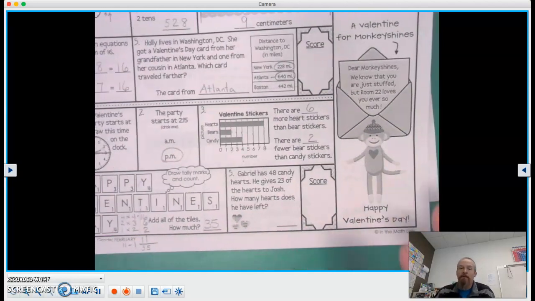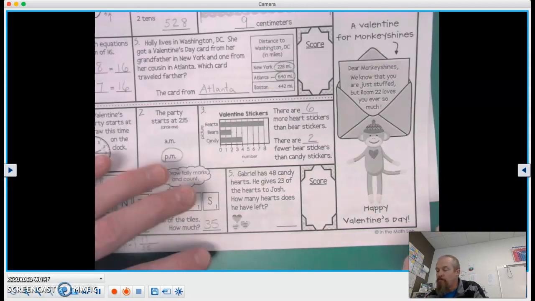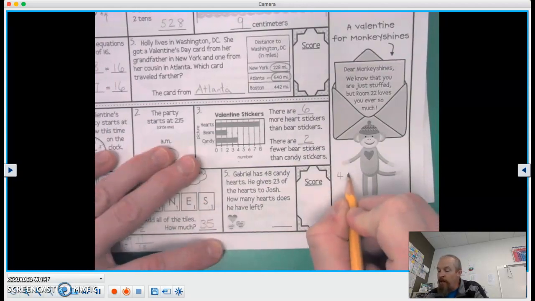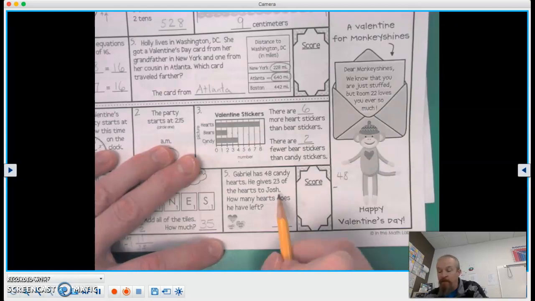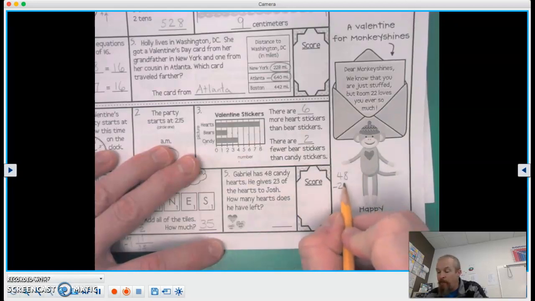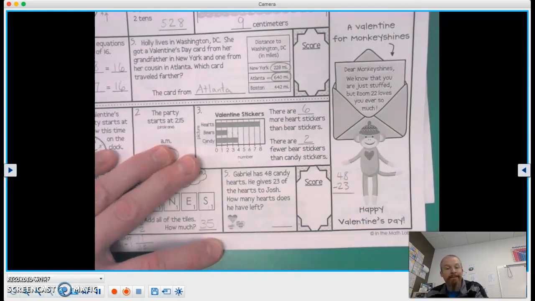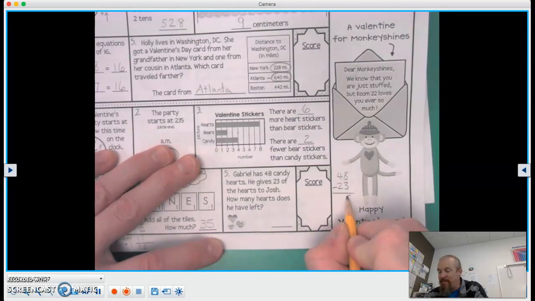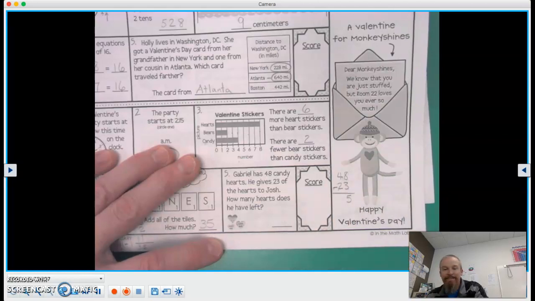Okay, last one, number 5. Gabriel has 48 candy hearts. He gives 23 of the hearts to Josh. How many hearts does he have left? Well, we're going to take 48. We're going to subtract or get rid of 23. And that will give us how many he has left. So 8 minus 3 equals 5. 4 minus 2 equals 2.